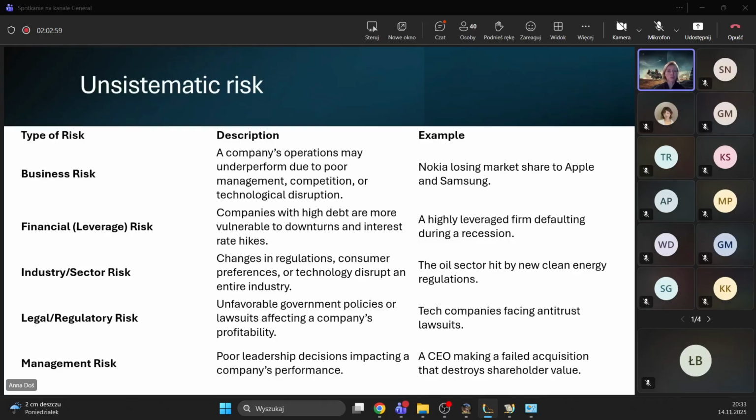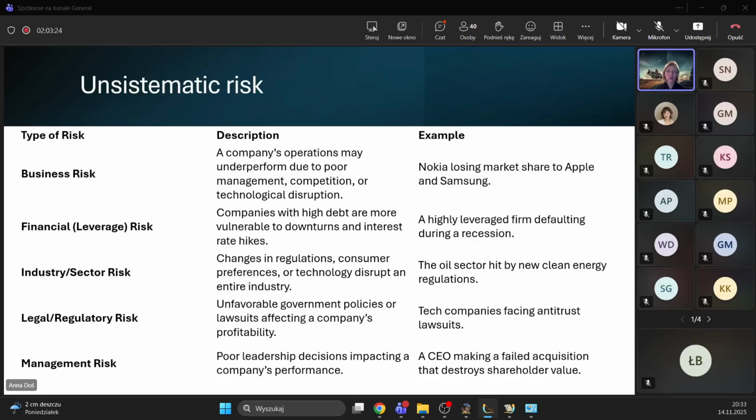Then typical unsystematic, so specific risk, is also the leverage of the companies. Companies with high debt are always more vulnerable to downturns and interest rate hikes, and this affects their valuation much more than for other companies. Then the sectors are also exposed to sector-specific risk.